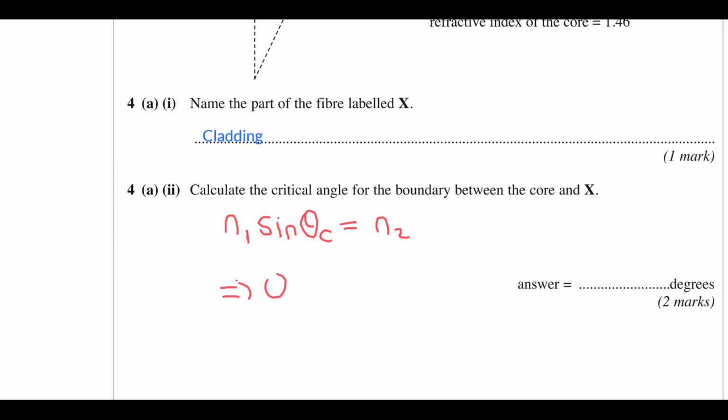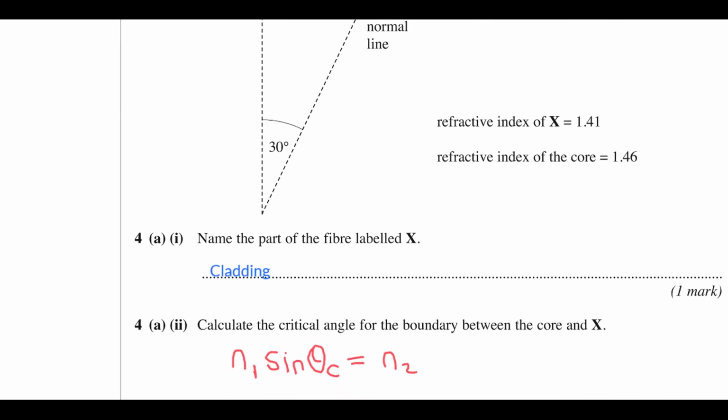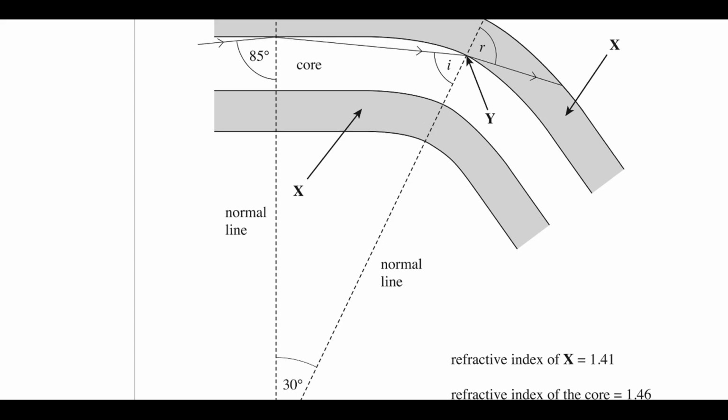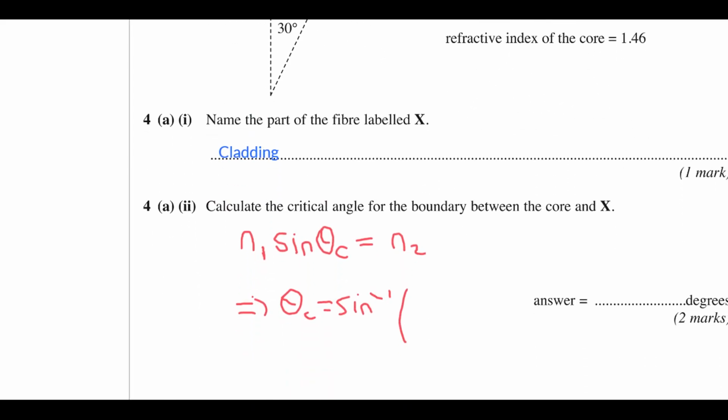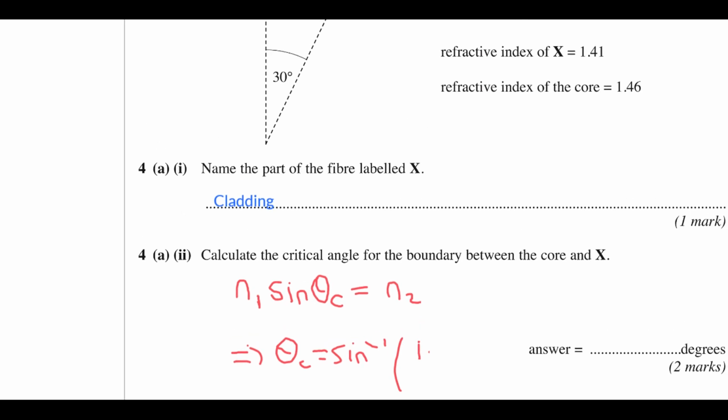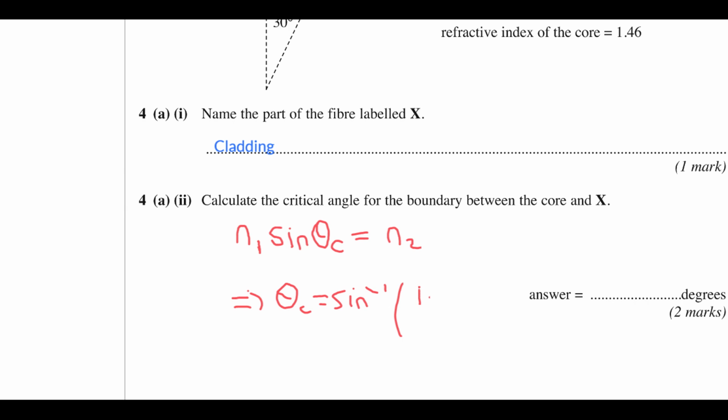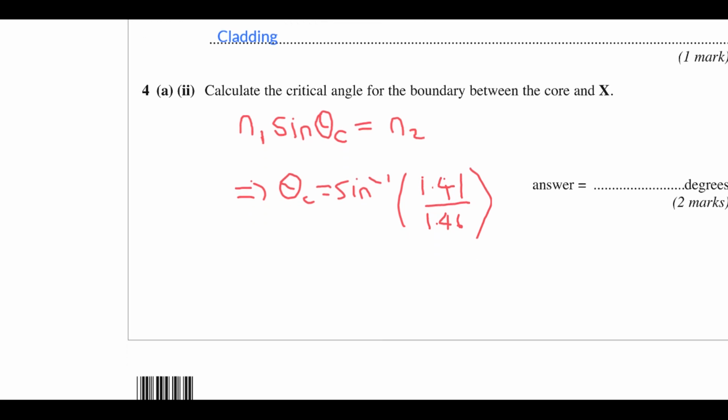So the critical angle is going to be the inverse sine. It's going from the inside to the outside, so it's going from Y to X. So it's going to be 1.41 over 1.46. You know it has to be that way round, otherwise you'd be trying to take the inverse sine of a number greater than 1. So that's another way of checking.